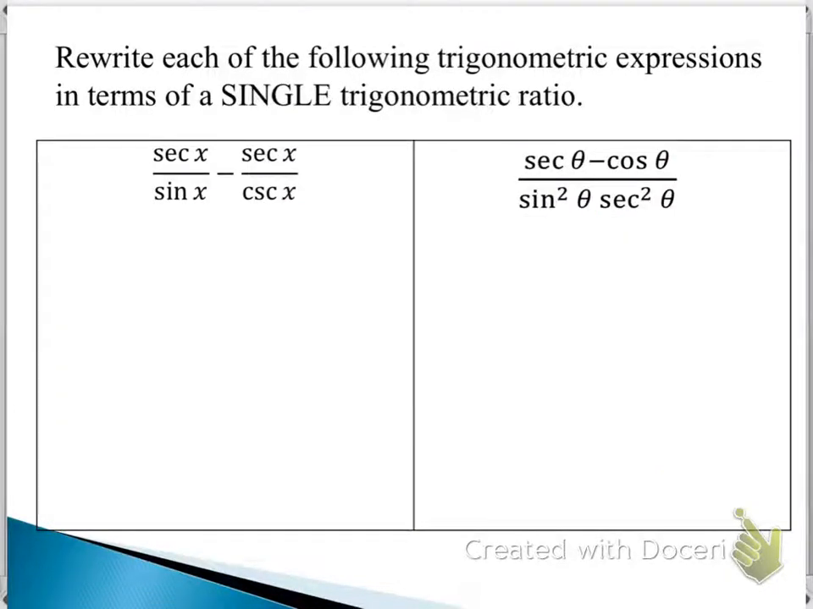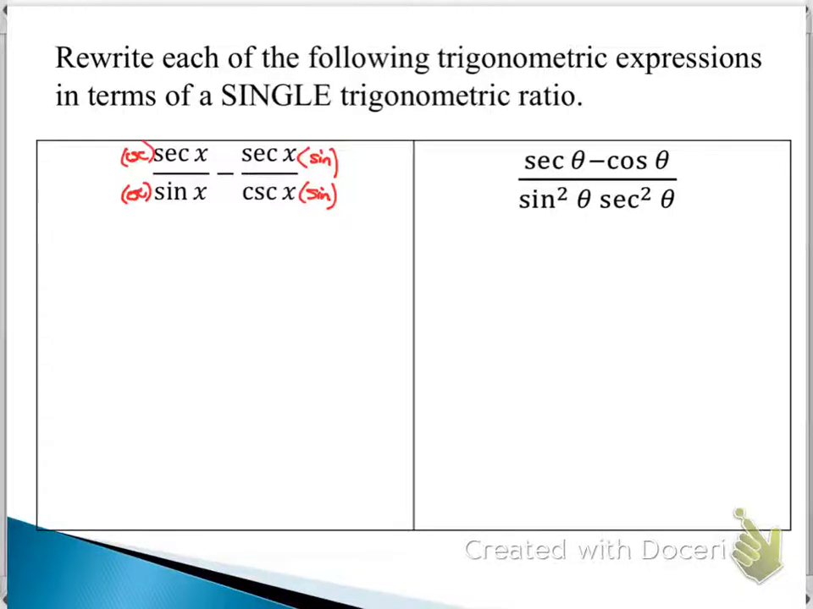Okay, so on this one, right off the bat, I want to get it into one single fraction. So I'm going to have the common denominator of sine x times cosecant x. So on this side, I'm going to multiply by cosecant, and on this side by sine. That way, what I'll have in the denominator is cosecant x times sine x. So let's go ahead and do that.